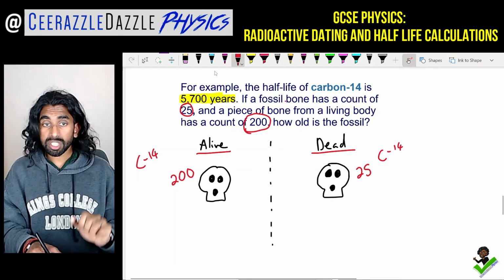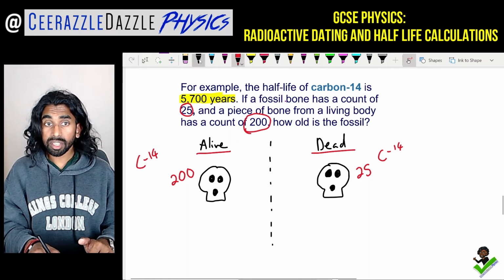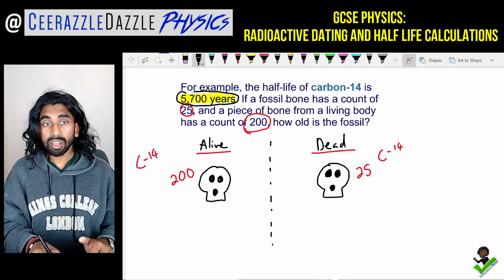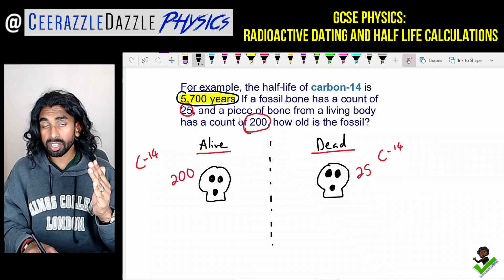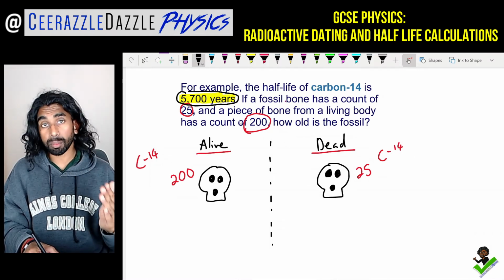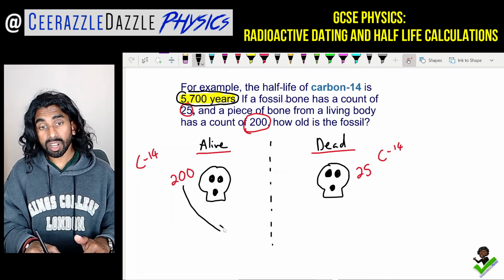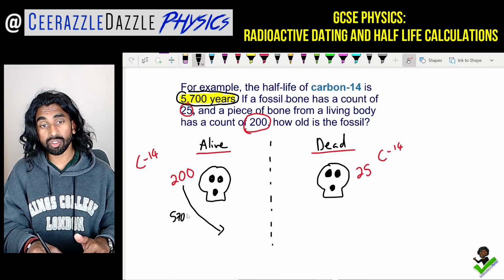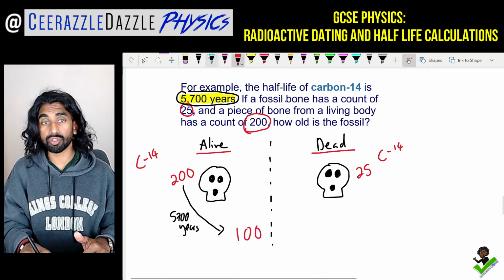Now, the next thing to do is to work out how long it's been dead for. Well, we can use the half-life to do this. So look carefully. After 5,700 years, we know that we will have half of the original amount. So let's say we start with 200. After the first half-life has passed, so 5,700 years have passed, you're going to be ending up with 100.